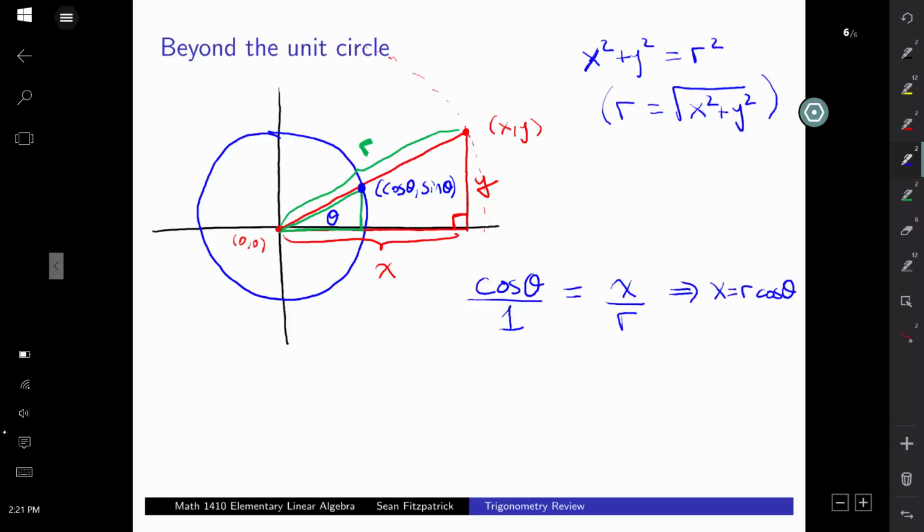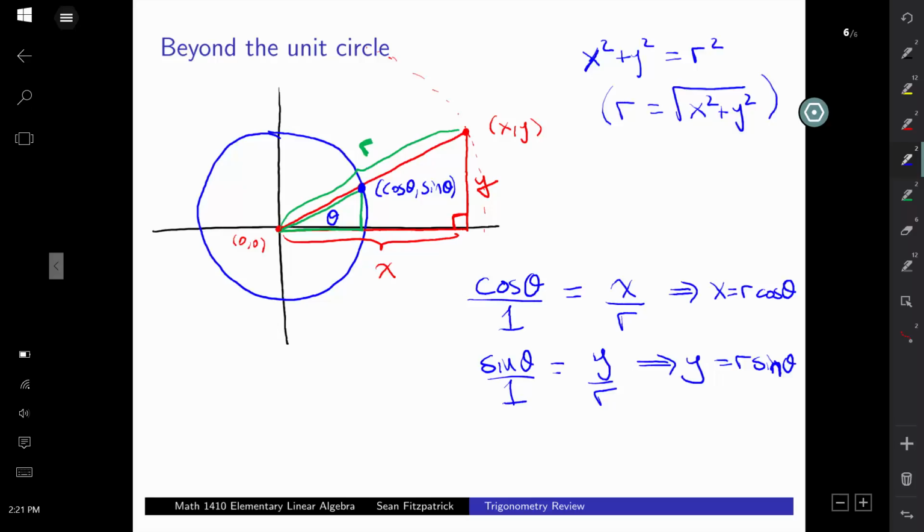and x has to be equal to r cos theta. Similarly, I have sine theta equal to y over r, right? The ratio of the heights of the two triangles to the lengths of their hypotenuses. And that tells me that y is equal to r sine theta.